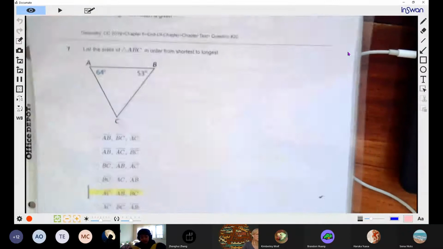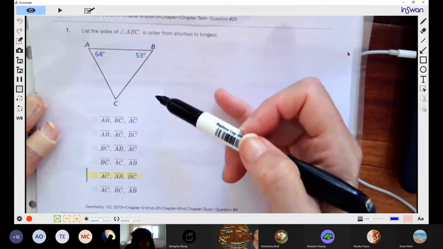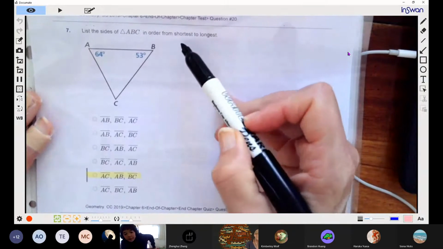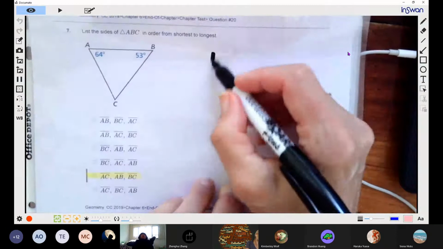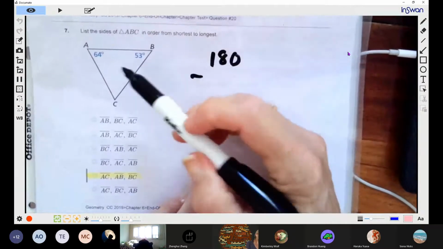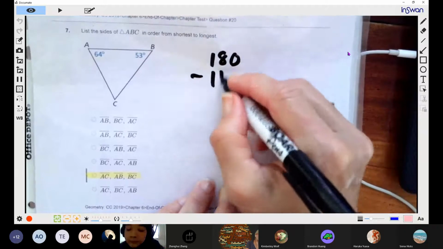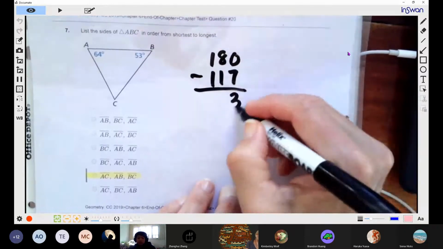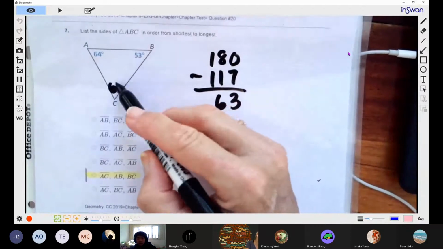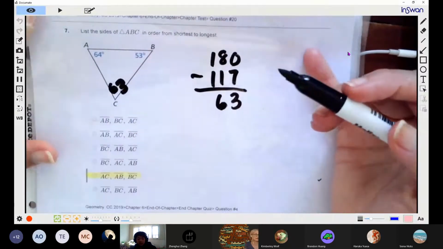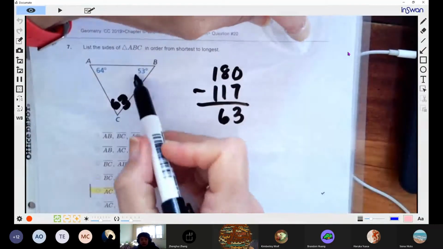All right. Number 7 is another question exactly the same about the sides. So again, you're going to go from shortest to longest. You just have to figure out what this angle is first. So 64 and 53 is going to be 117. 110 plus 7, 117. So let's figure out that's going to be 3, 7. Okay, so this angle here is going to be 63.